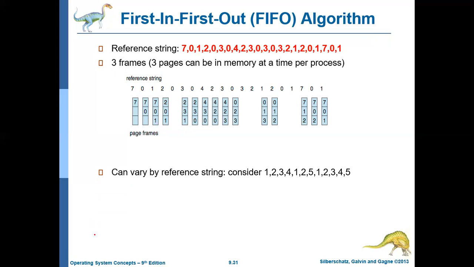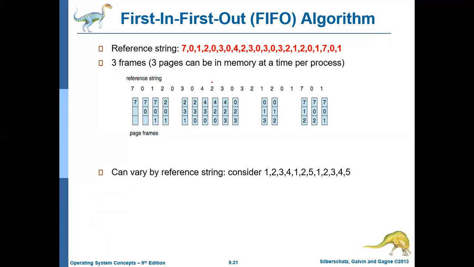Next is 4. Again, 4 is not in the memory. So 4 should replace either 2, 3 or 0. Which one should it replace? The one which came first. 2 is the one which came first, so 4 will replace 2.